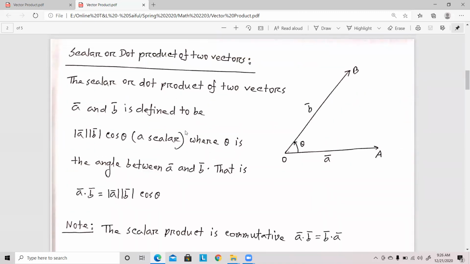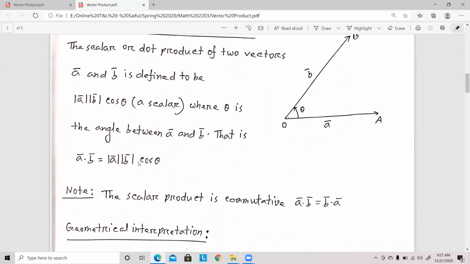So the next topic is the scalar or dot product of two vectors, which we already came to know in the previous class. The scalar or dot product of two vectors A and B is defined to be magnitude of A into magnitude of B cos theta, which is a scalar, where theta is the angle between A and B. Here is the geometry: along OA the vector A is acting, and along OB the vector B acts, and theta is from A to B. And the formula is A dot B equal to AB cos theta.